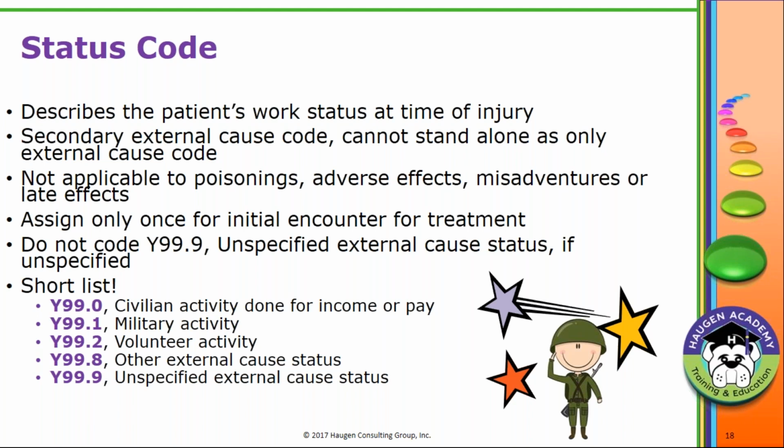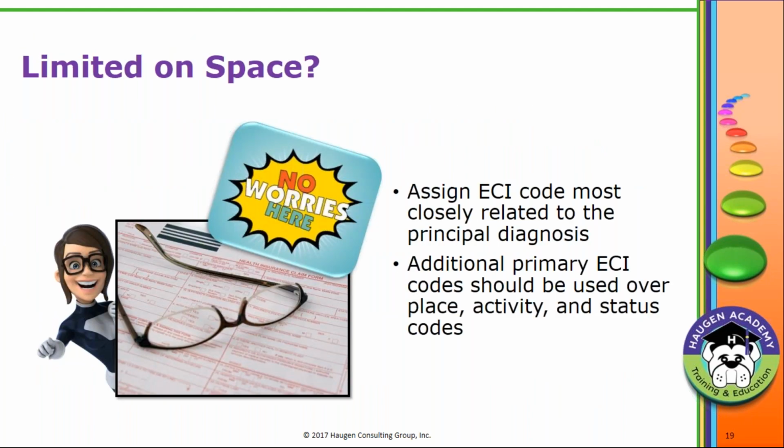The code Y99.1 for military activity is something that is probably going to be a bigger deal in areas where you have a local military base. And then, of course, we've got volunteer activities, and there's a long list under code Y99.8 for other external cause status. So if you are limited on space, there are coding guidelines that tell you what you need to do.